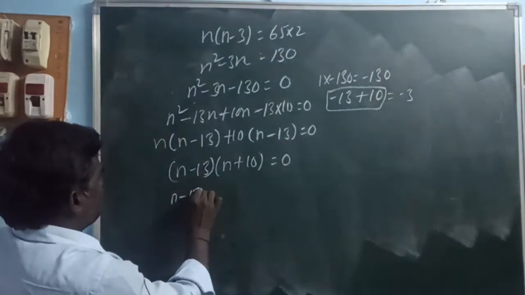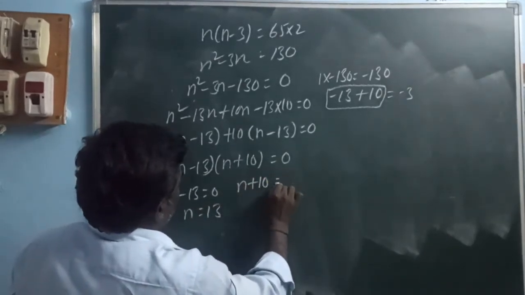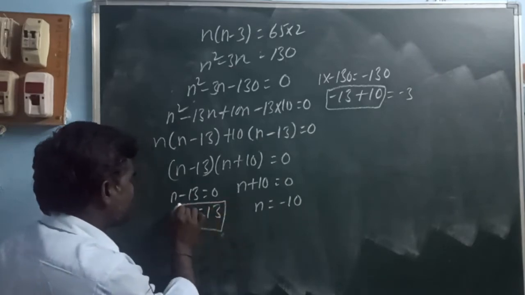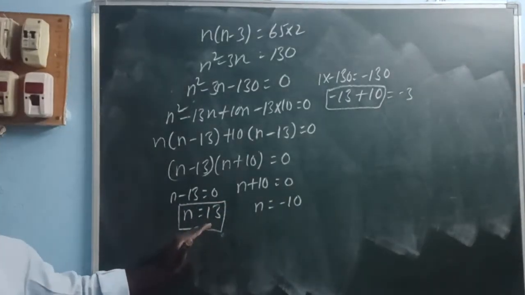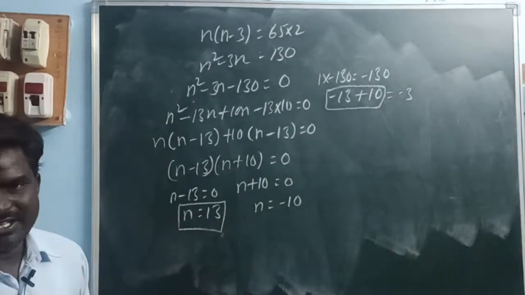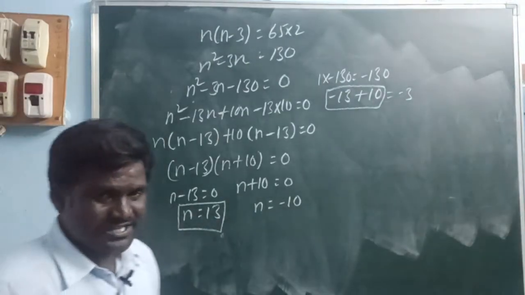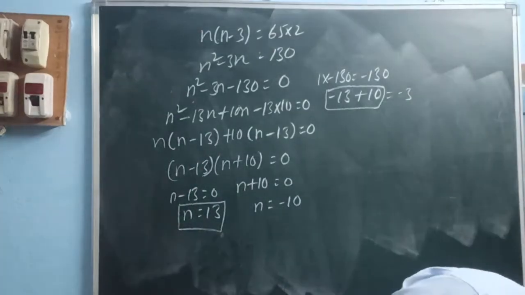So n minus 13 is equal to 0, giving n is equal to 13, and n plus 10 is equal to 0, giving n is equal to minus 10. The number of sides is always positive. So the number of sides of a polygon having 65 diagonals is n is equal to 13.